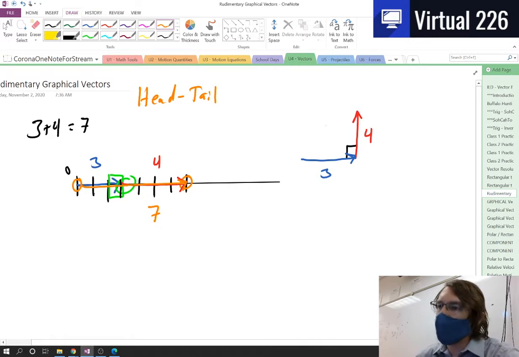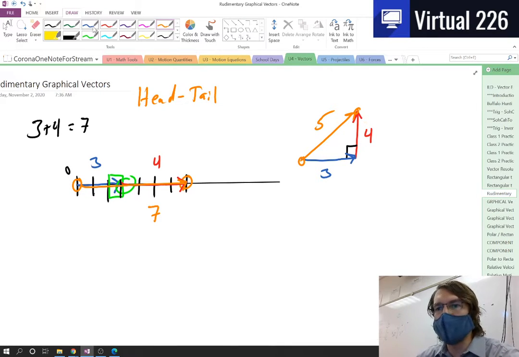If I look at 3 and 4 here, going from the start to the finish, that doesn't give me 7. We quickly see that as a 3, 4, 5 triangle. So in this case, the vectors 3 plus 4 don't equal 7, they equal 5.